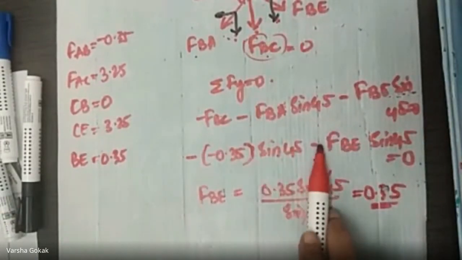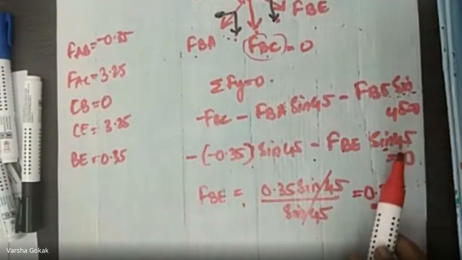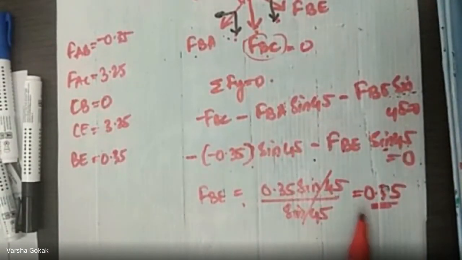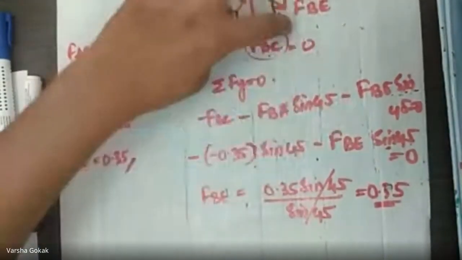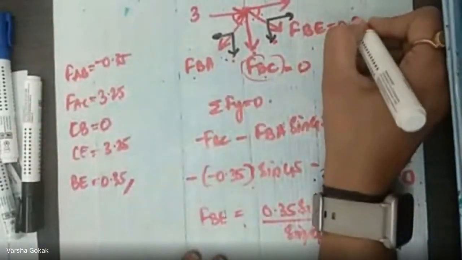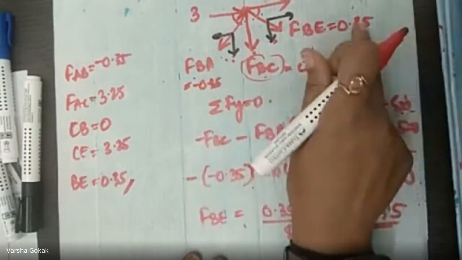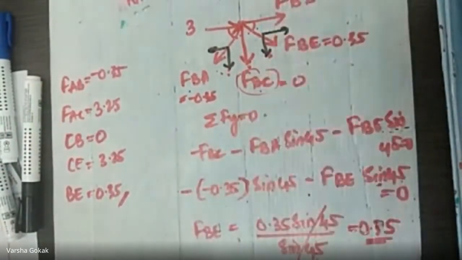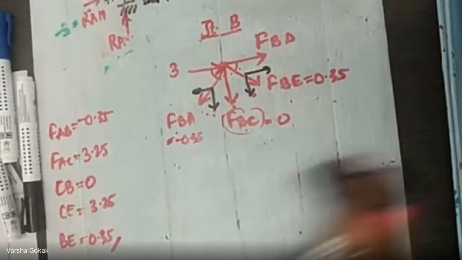This is plus, this is minus, this goes to that side. So this is the plus side. FBE divided by sine 45, sine 45 will go. Right? So BE value also is 0.35 here. So we got this as 0.35. AB value we had minus 0.35. Here it became plus 0.35. This is 0. Now only BD is remaining. So take summation Fx equal to 0.